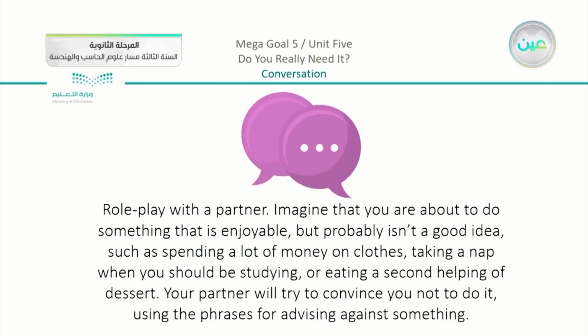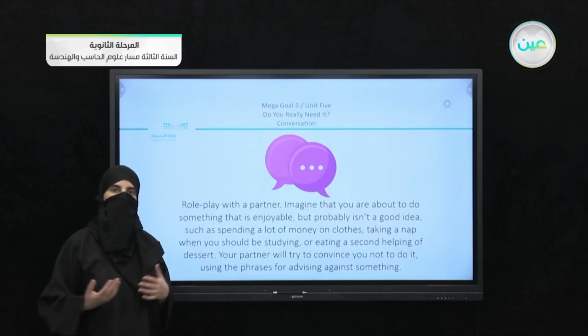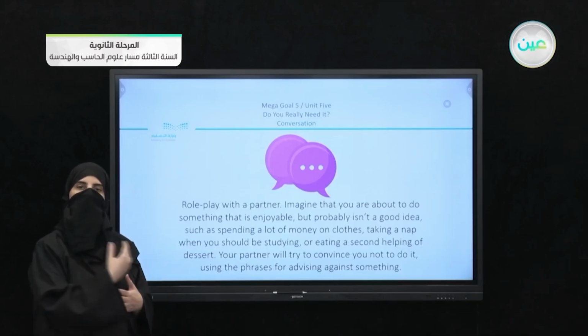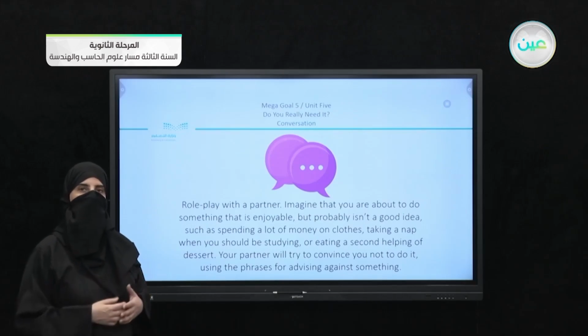So you are asked to role play with a partner. Imagine that you are about to do something that is enjoyable, but probably isn't a good idea, such as spending a lot of money on clothes, taking a nap when you should be studying, or eating a second helping of dessert. Your partner will try to convince you not to do it using the phrases for advising against something. You can also relate to other incidents or actions. You can role play with a friend or a classmate, and one of you will give the advice and the other one will receive it.